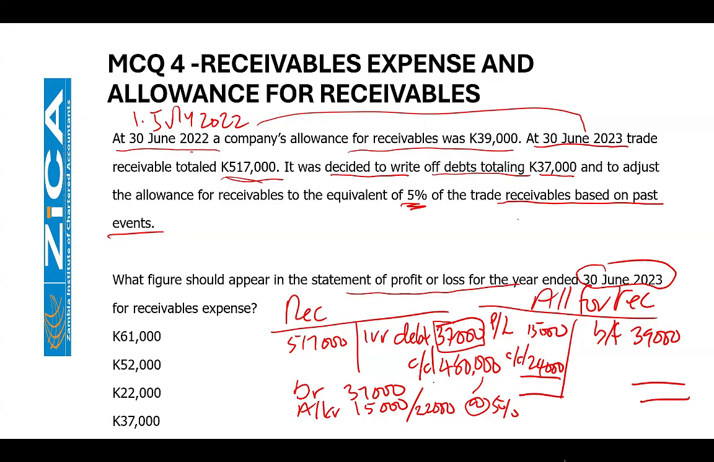So whatever the movement on the allowance, you net it up with irrecoverable debt. Irrecoverable debt will always be an expense unless there's a recovery. In the absence of that, it's an expense. But for allowance, it's an expense if it has increased in the period. And it's a reduction in an expense if it has decreased in the period.